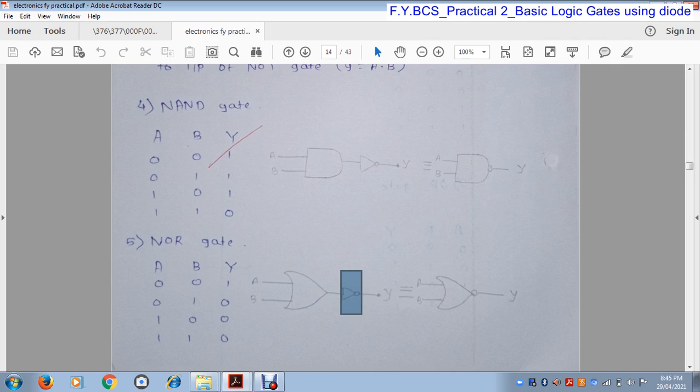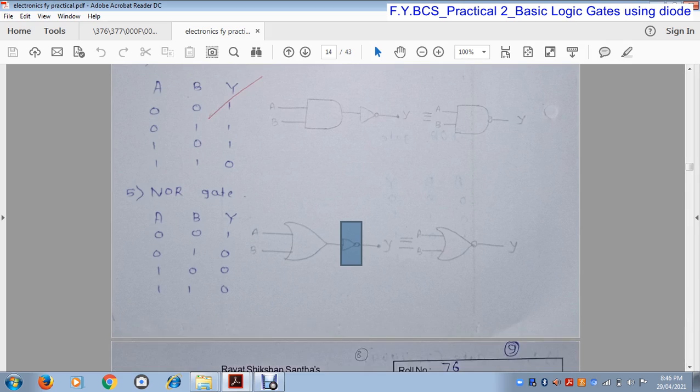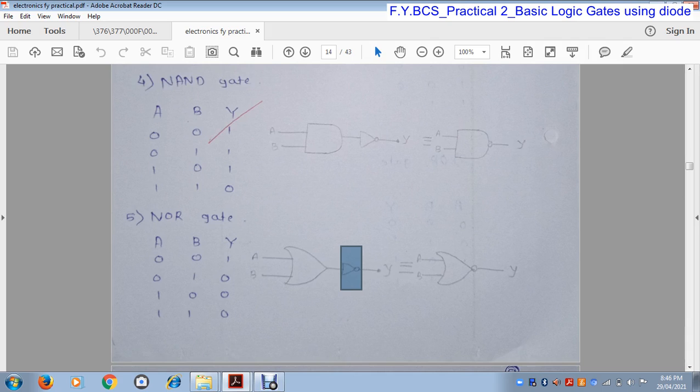Okay. So in this practical, we saw all the basic logic gates using diodes and transistors. Now we will stop here. In the next lecture we will see our third practical.